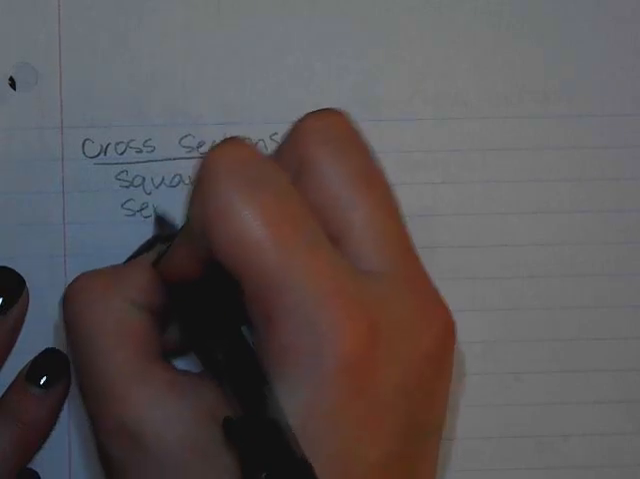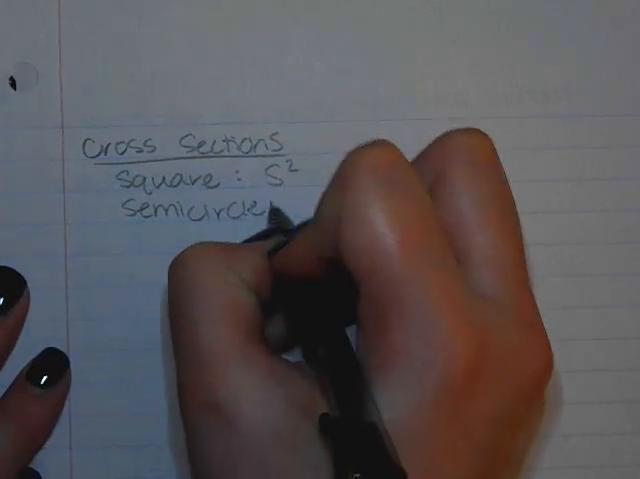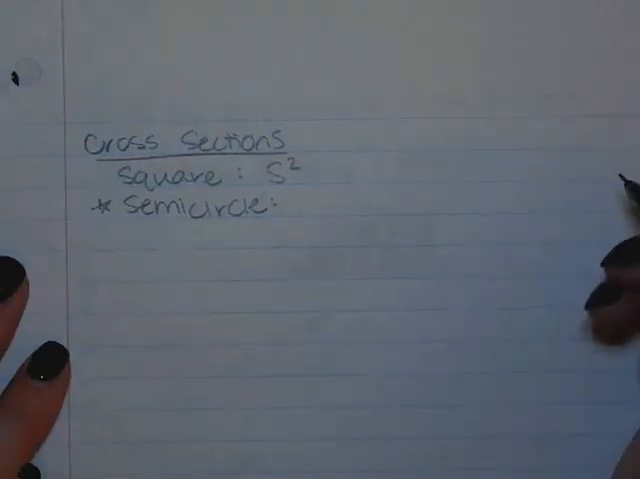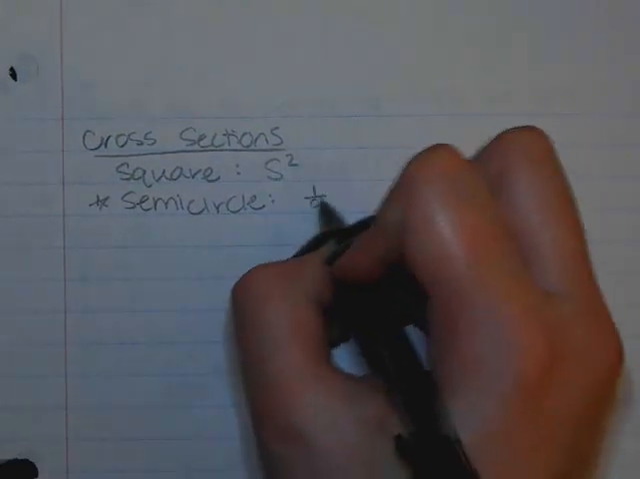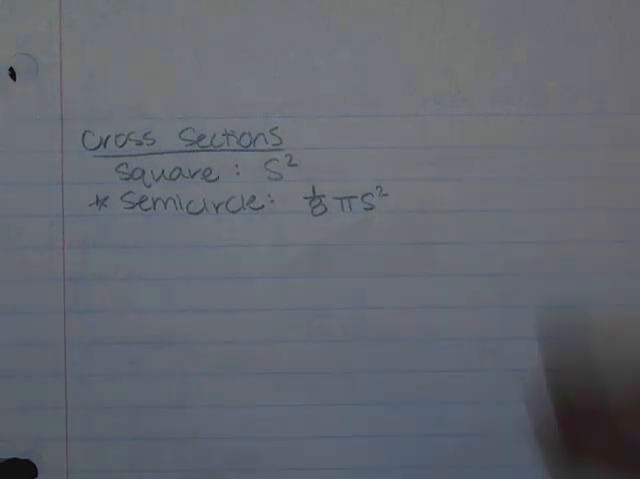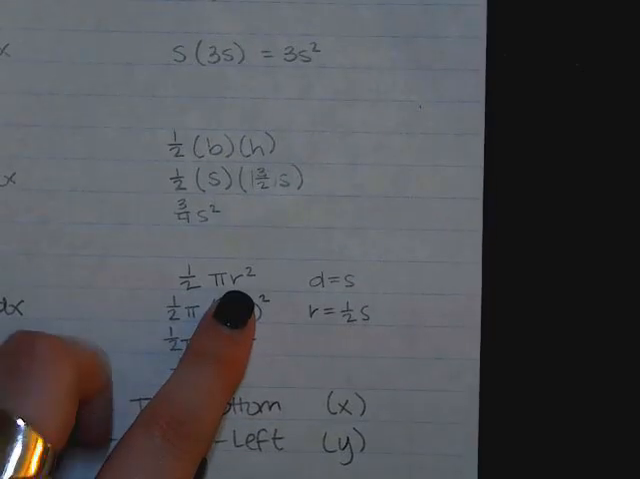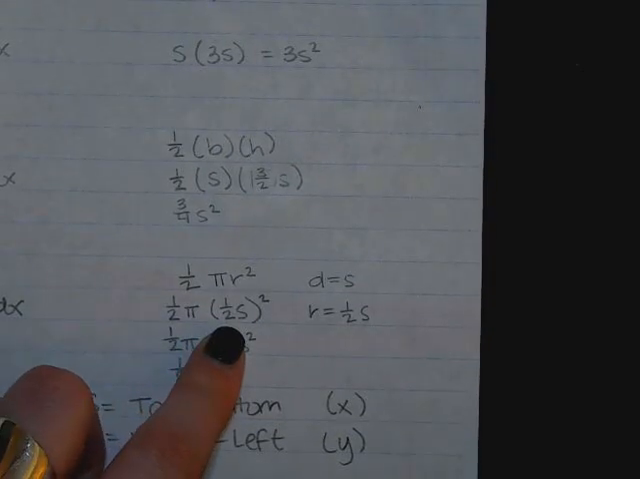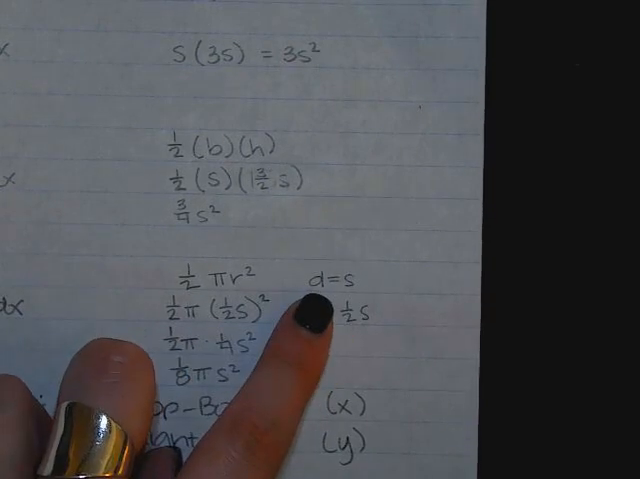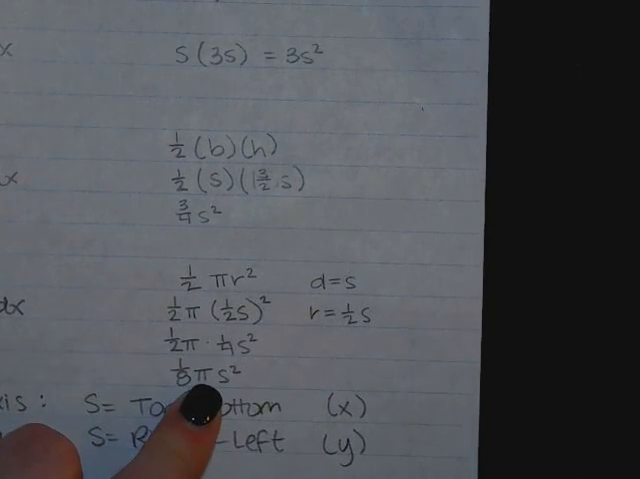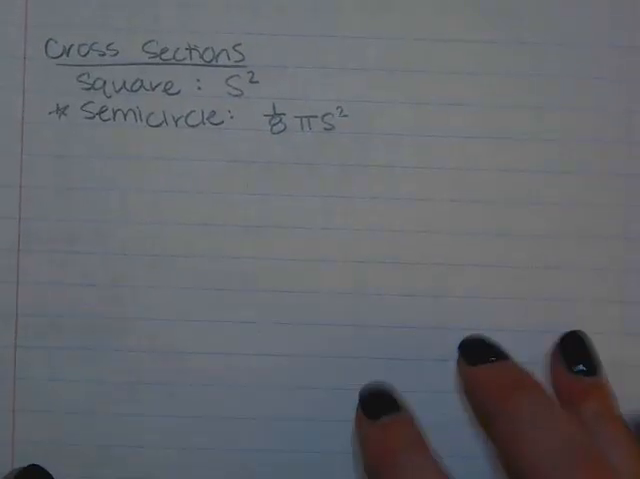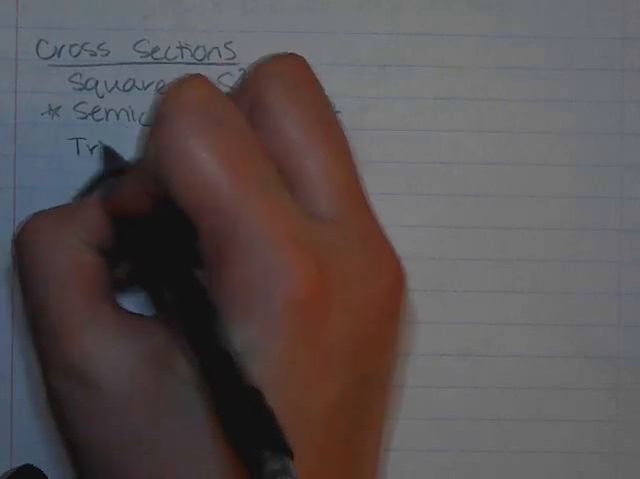We have the semicircle, and this is the one I would say you need to memorize because it's a little bit counterintuitive that it's 1/8 pi s squared. But if you remember where it came from, it's because the radius is half of the length of s. It's half of the length of top minus bottom because the length of s was the diameter. So this is one I would memorize because a lot of students want to do 1/2 pi s squared and then they get the answer wrong. So semicircle is important.